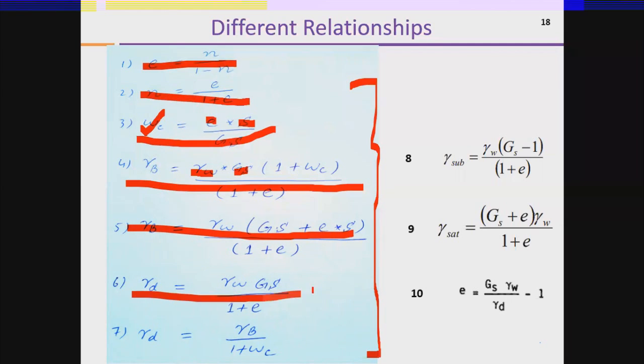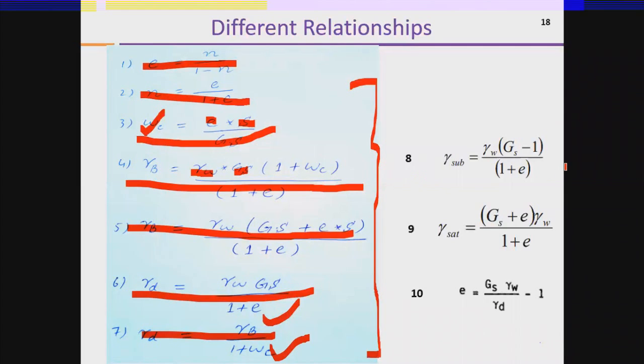The third expression is gamma D. Gamma D is now the dry unit weight. Dry unit weight is equal to gamma W into GS divided by 1 plus E. The seventh equation is gamma D is equal to gamma B divided by 1 plus water content. So if you have the value of the bulk unit weight and the water content of the soil system, then you can find the dry unit weight of the soil system.